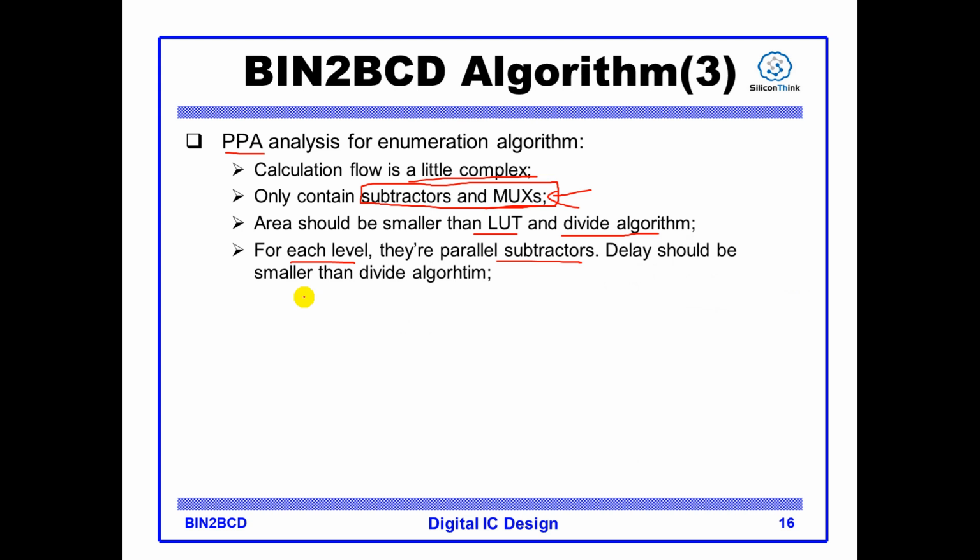So the delay should be smaller than the divide algorithm. Yes, in the divider, the subtractors are cascaded, not parallel. Okay, this is the PPA analysis for the enumeration algorithm.